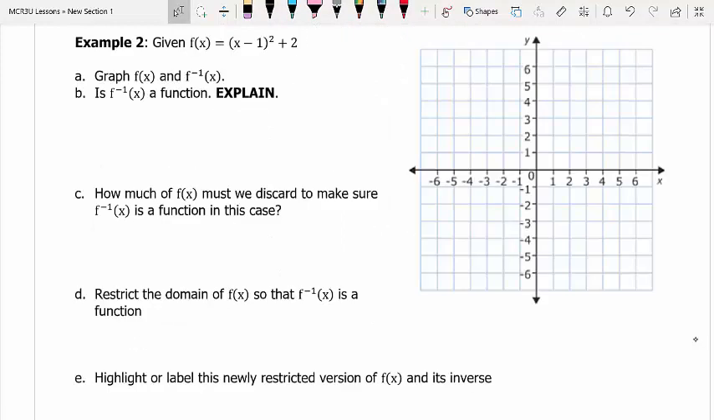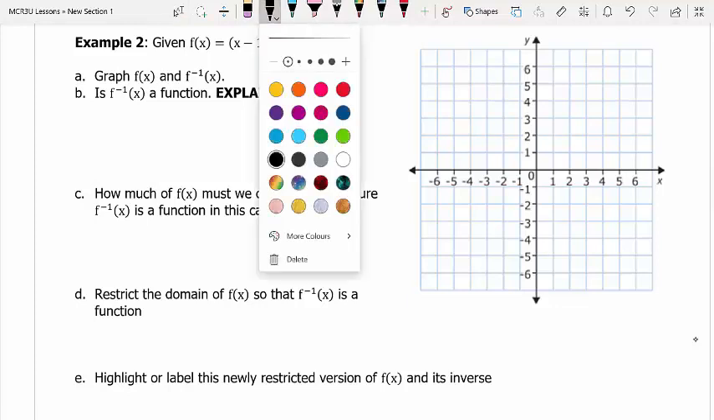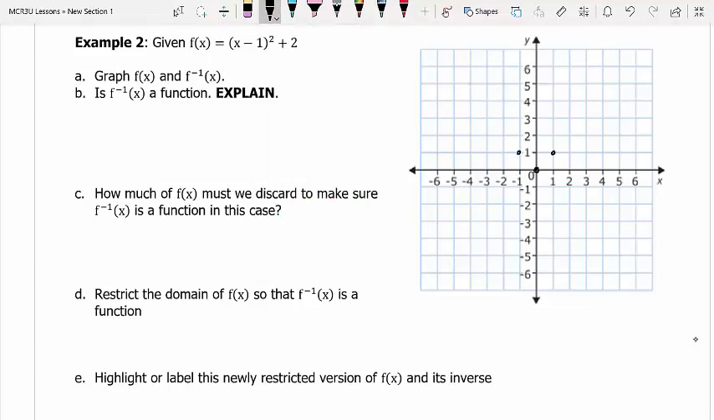Okay, example 2, we're given a quadratic, and we are asked to graph both f(x) and the inverse of f(x). So to graph f(x), we know it's a quadratic, so let's start with our base equation. And then our transformations tell us that we must move to the right 1 and up 2 units. Okay, so the red graph is our fully transformed graph.